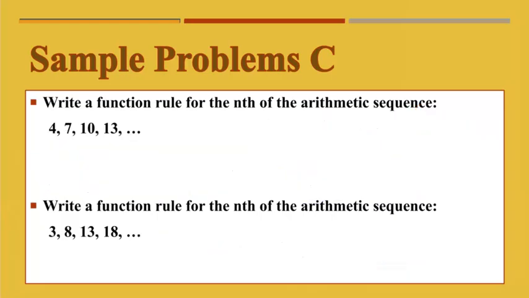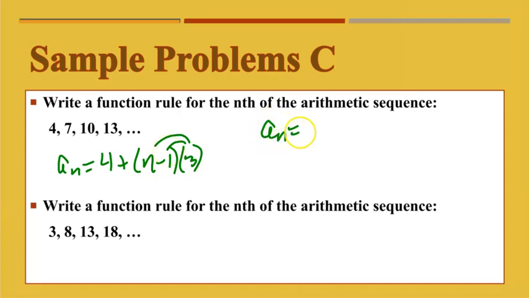A couple other ones. Here we need to write the function. Here we're adding 3, so the common difference is 3. So I'd have a subscript n equals the first term of 4 plus n minus 1 times the common difference of 3. If I were to distribute, I would now have a subscript n equaling 4 plus 3n minus 3, which makes the function rule a subscript n equaling 3n plus 1.